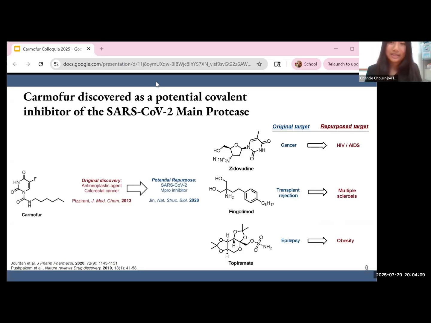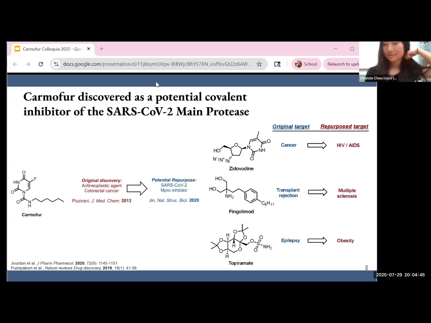So, drug repurposing is especially important for diseases that need to be urgently addressed, such as COVID-19. And aside from Carmofur, some other important drugs initially discovered as a result of drug repurposing efforts include zidovudine, which was originally used for cancer but repurposed for HIV, vingolimod, which was originally used for transplant rejection but then repurposed for multiple sclerosis, and topiramate, which was originally used for epilepsy, but then repurposed for obesity.